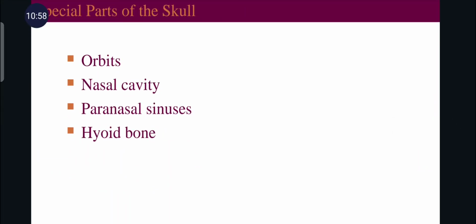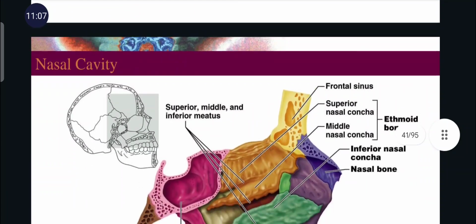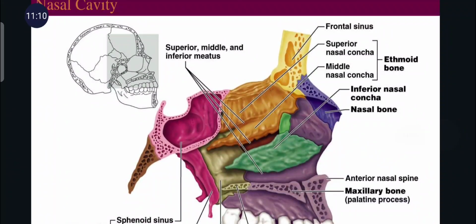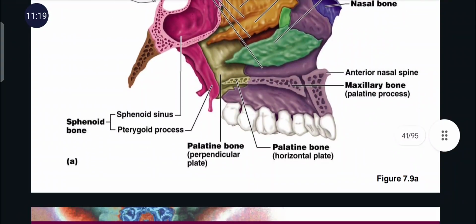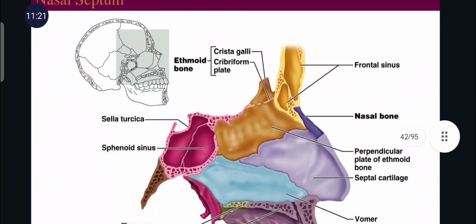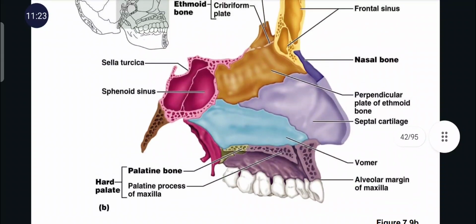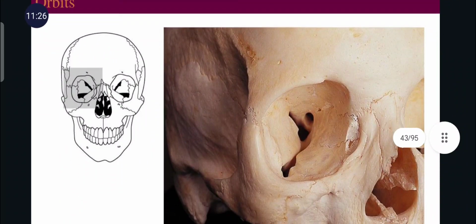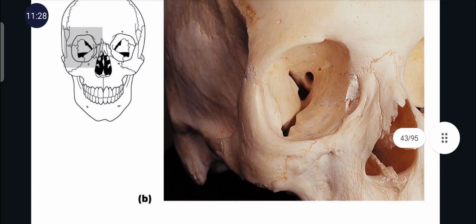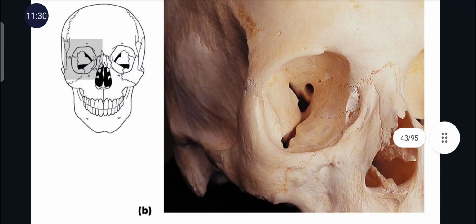Special parts of the skull include the orbits or eye sockets, the nasal cavity wherein the nasal structure is present, the paranasal sinuses, and the hyoid bone. So this is the nasal cavity containing the nasal bones, inferior nasal conchae, and the sinuses. Nasal septum. This is the orbital cavity, which is also known as the eye sockets.